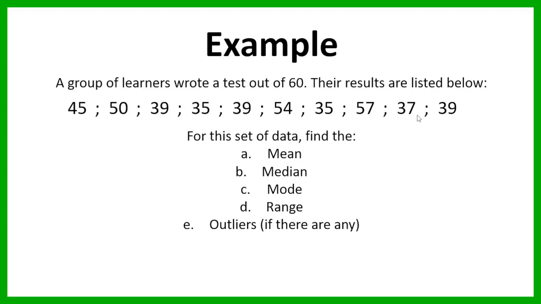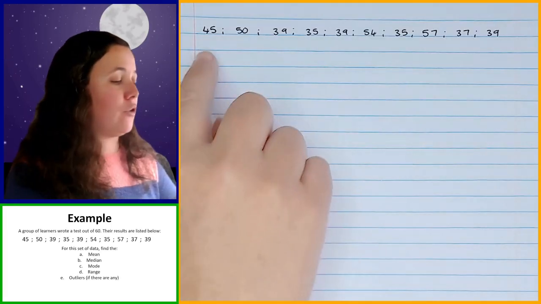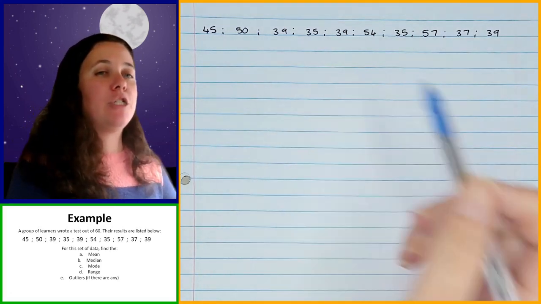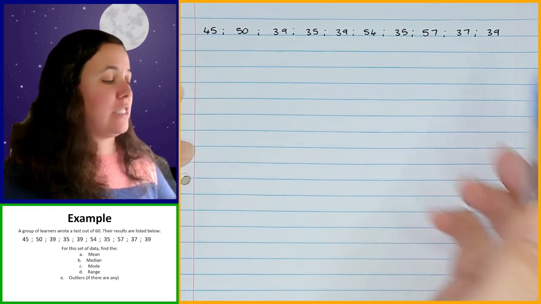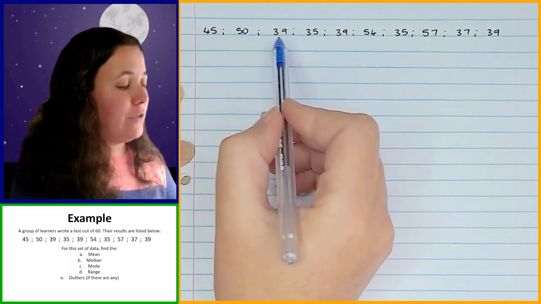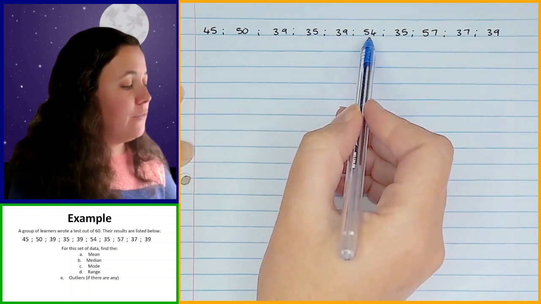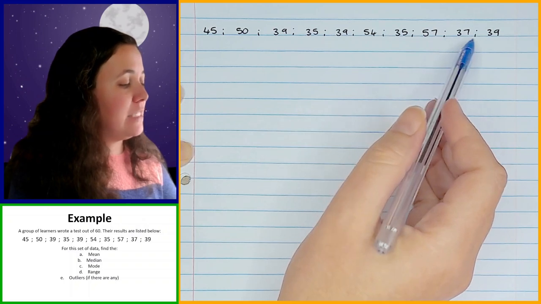We need to go and find, for this data set, the mean, the median, the mode, the range, and any outliers, if there are any. Okay, so let's have a look at this example. So first of all, over here, I've got my data values. I'm going to arrange these into ascending order, just like I did with the last example. So I've got 45, 50, 39, 35, 39, 54, 35, 57, 37, and 39.